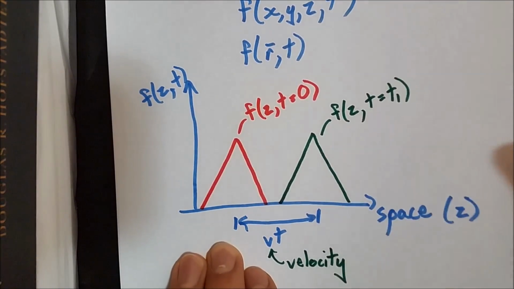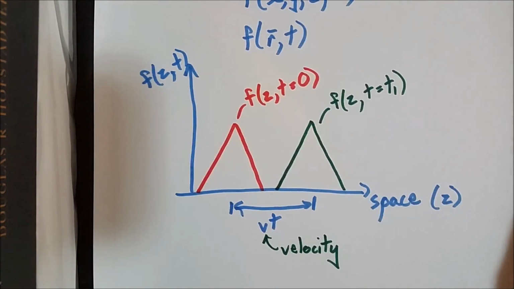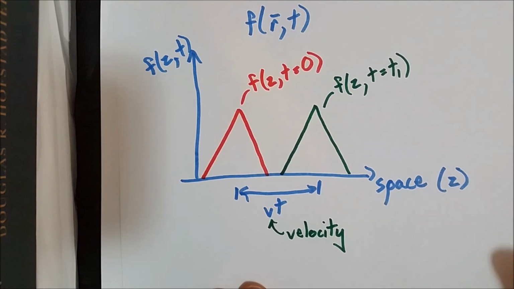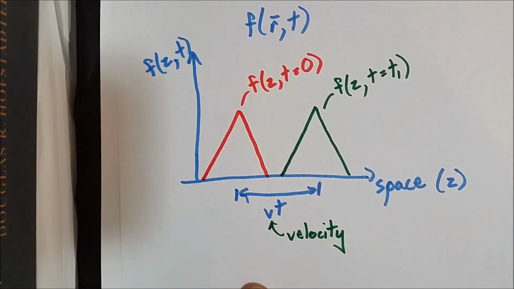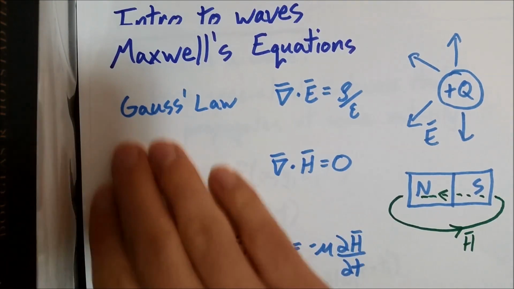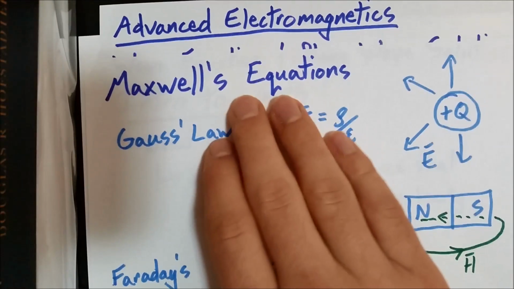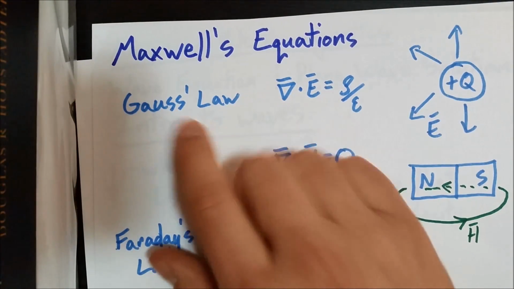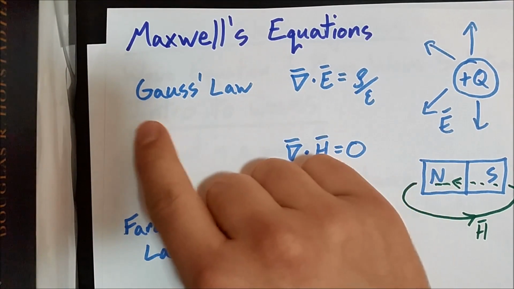Now, you might be wondering, why are you talking on about these waves, and what do they have to do with electricity and magnetism? Good question. We start by looking at Maxwell's equations, the fundamentals of electricity and magnetism. So, just a quick summary of them all.